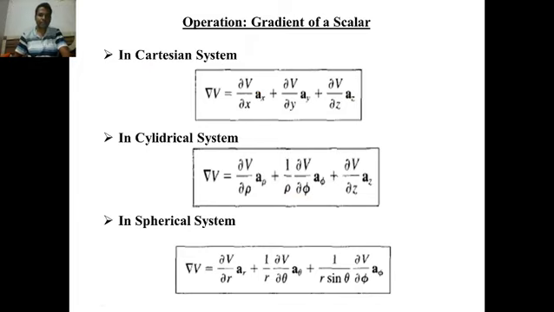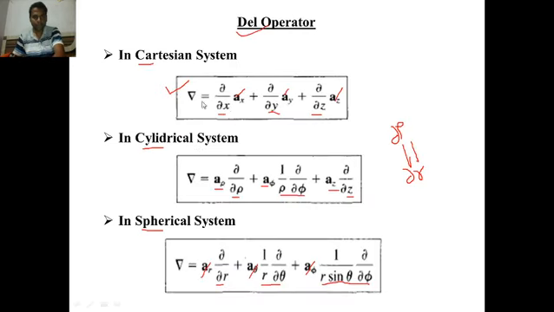The first operation, gradient operation. For that gradient operation, only straight away gradient of scalar, you multiply your given scalar with this formula. With which formula? With this formula.